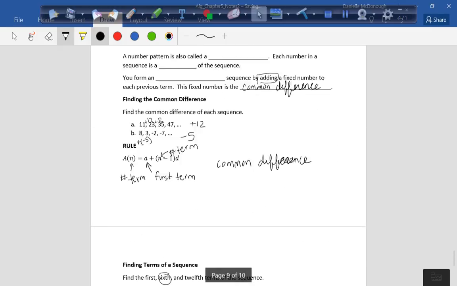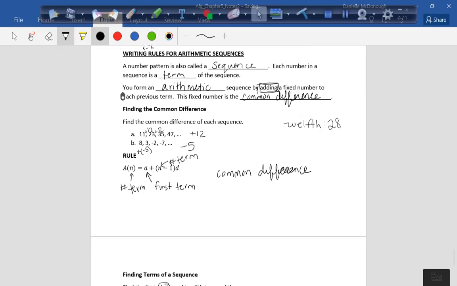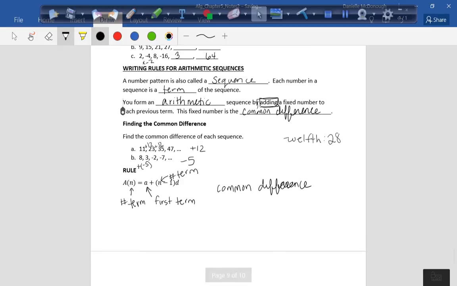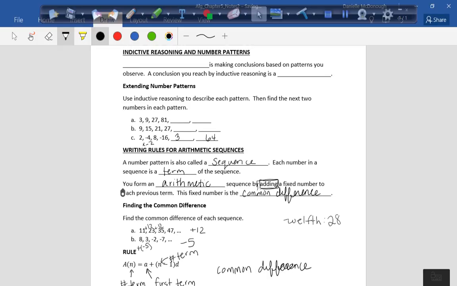And that's it. So an arithmetic sequence is when you add something, and whatever you're adding to it is your common difference. And then being able to recognize number patterns up there.